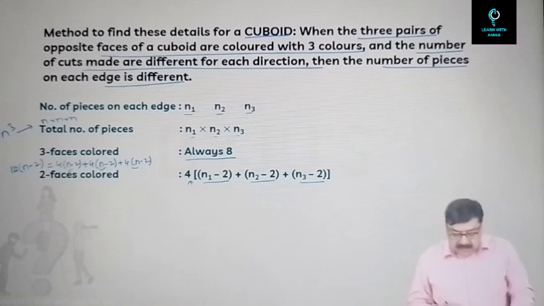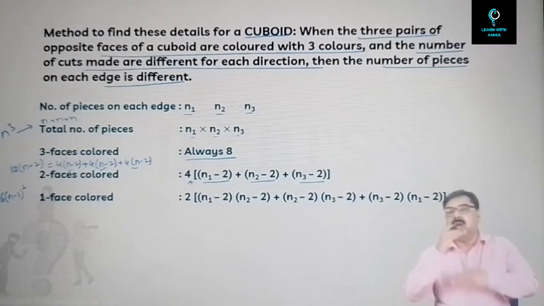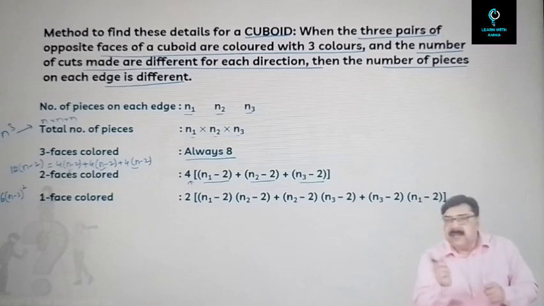So that is the only difference. One face colored. Well, what was it? In case of cube, it was 6 into (n minus 2) whole square. Well, we removed the top and bottom, n minus 2. We removed the left and right column, it was n minus 2. But the count now is not the same.